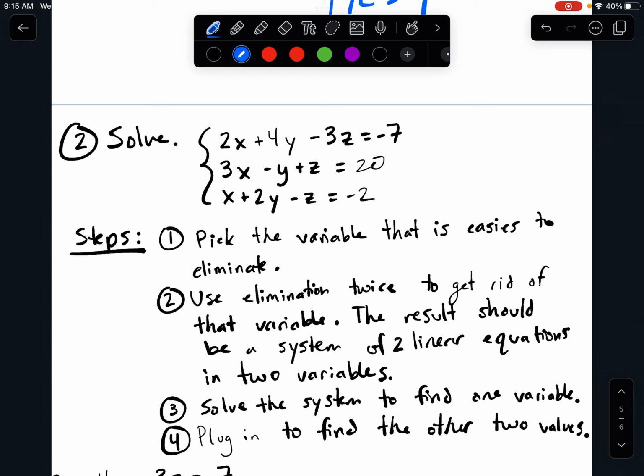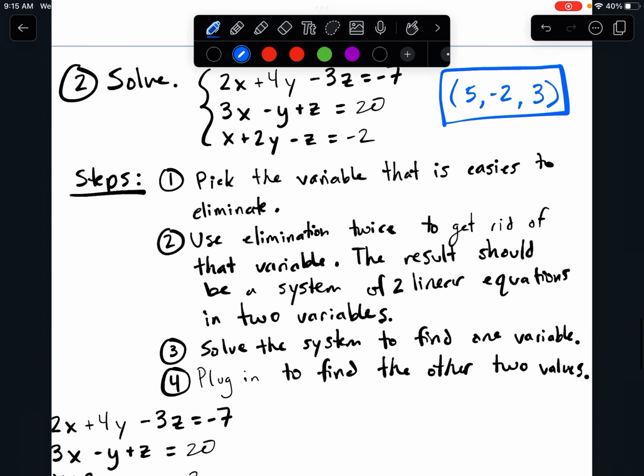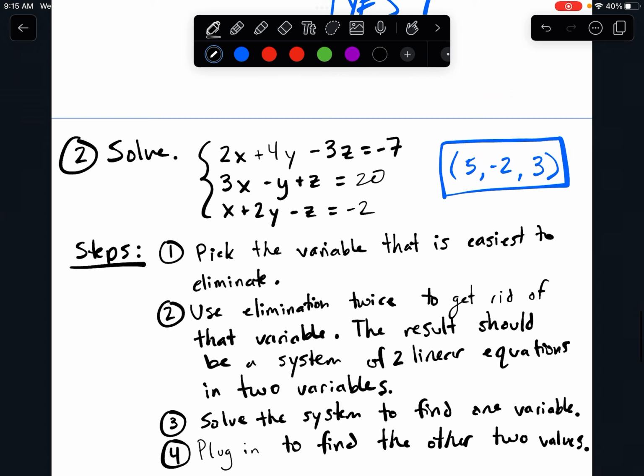So we know already that my answer should be 5, negative 2, and 3, right? We know this should be the answer because we just verified that above. But I'm going to show you how to actually solve this if we weren't already aware of the answer. The first step into solving this is to pick the variable that is easiest to eliminate. And that's kind of personal judgment here.